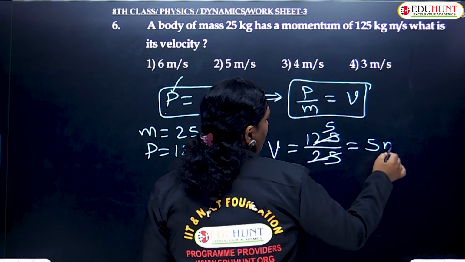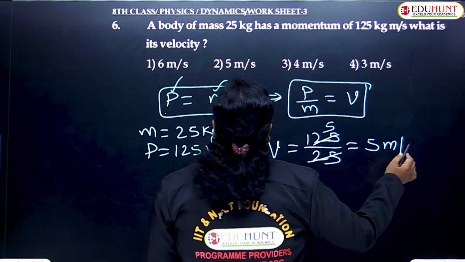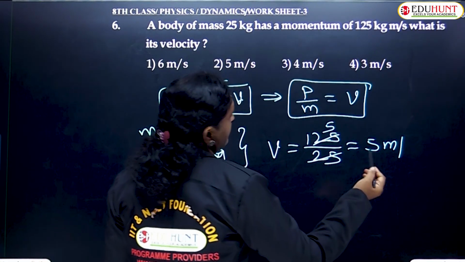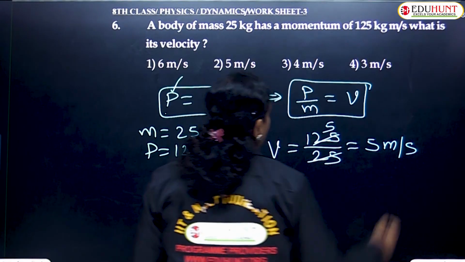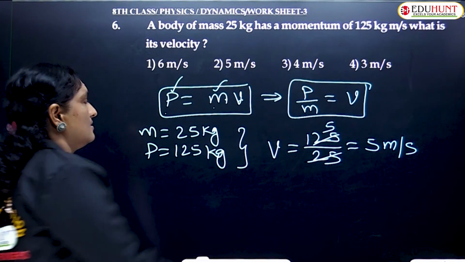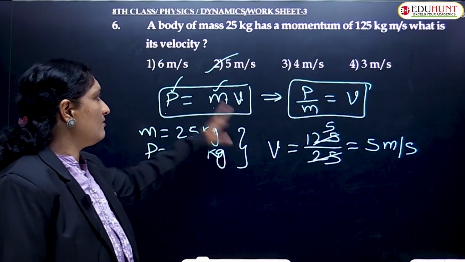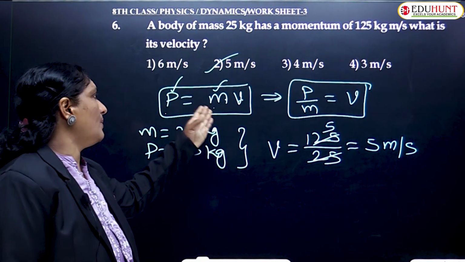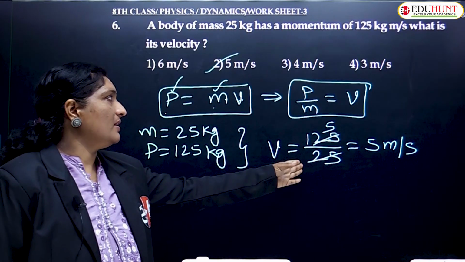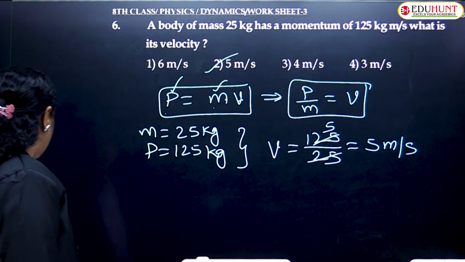Hence the velocity of the body, how much is that? 5 meter per second. So the answer is the second option. Momentum equals mass into velocity. Velocity equals momentum by mass. Momentum 125, mass 25. So 5 meter per second.